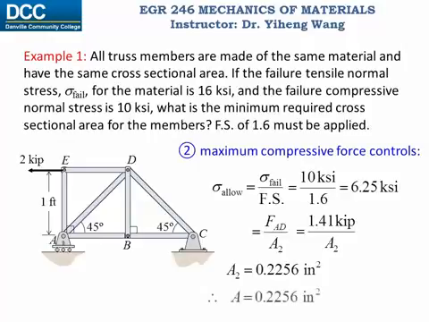Therefore, the final answer for this problem is 0.2256 square inch for the cross-sectional area for the truss member.